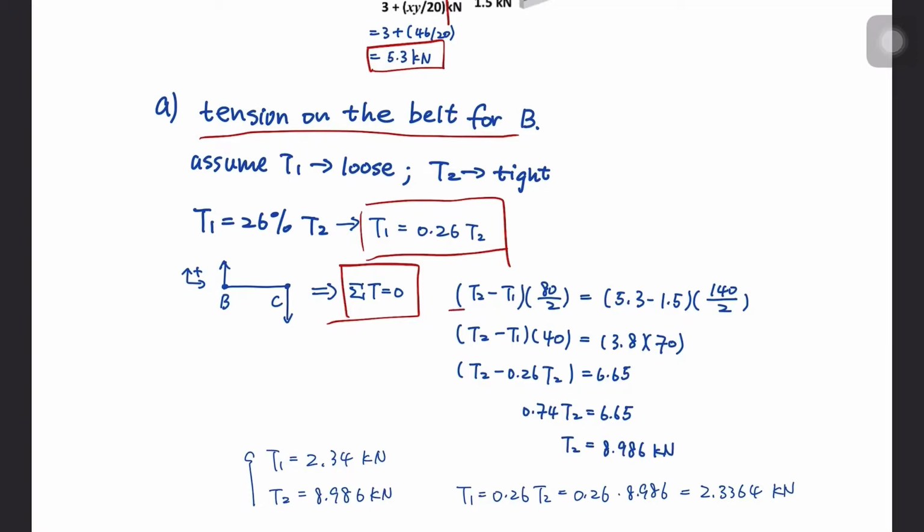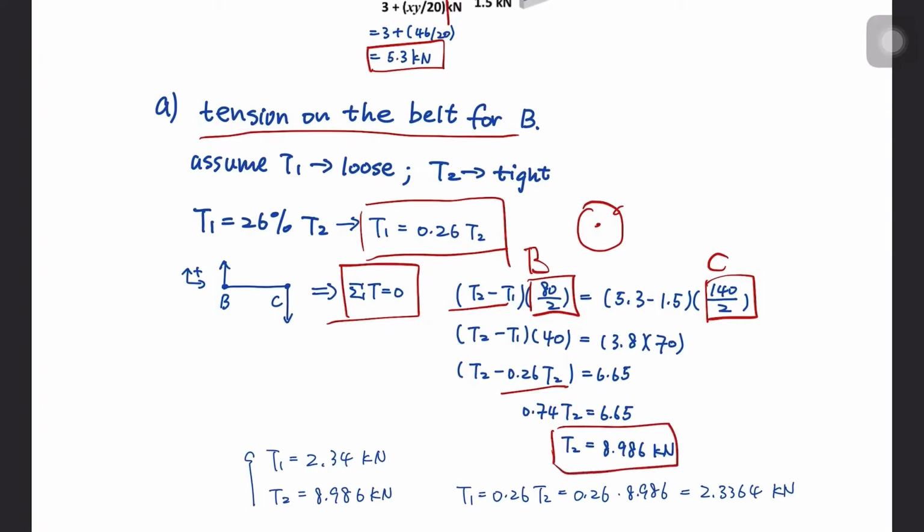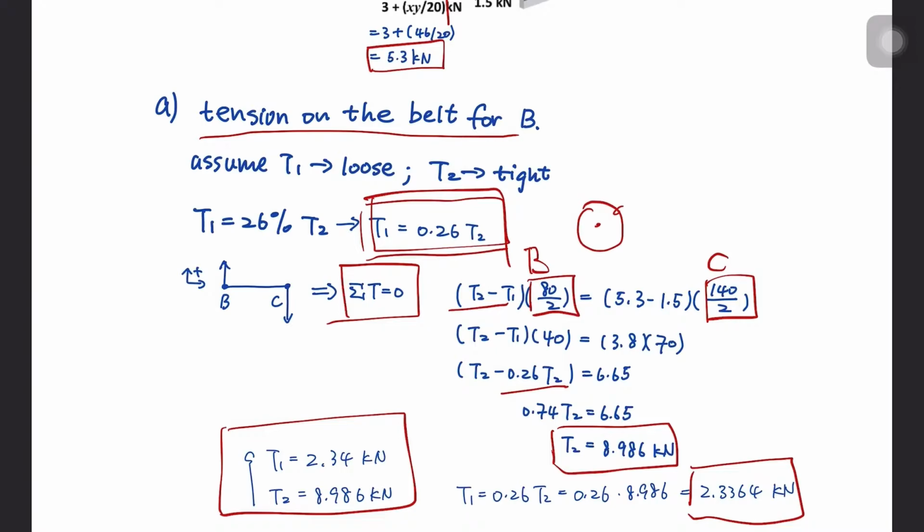The force times the distance from the surface to the center, which is the radius of the pulley. This is for pulley B, and this is for pulley C. And then we can rewrite T1 as 0.26 T2. Now the only variable in this case is T2, so T2 is 8.9 kilonewtons. After we find T2, we can use this relationship to find T1. So T1 equals 2.3364 kilonewtons. And that's the answer for part A.